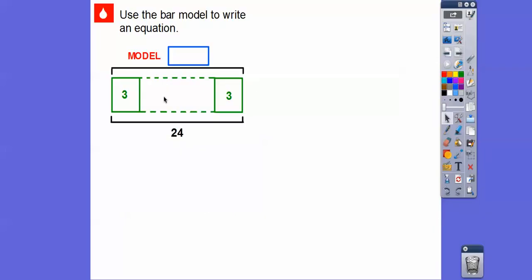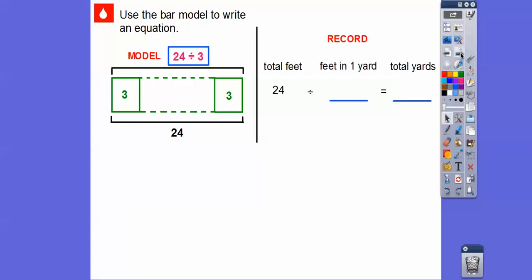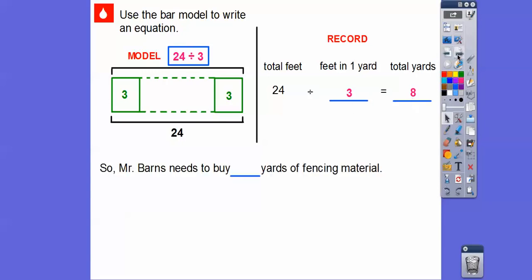Okay, so what does this represent? 24, how many groups of 3? That's going to be 24 divided by 3. So over here, we're just going to go 24 divided by feet in a yard. There's 3 feet in a yard, and so 24 divided by 3 is 8. Remember, 3 times 8 is 24, so 24 divided by 3 equals 8 right there. So Mr. Barnes will need to buy 8 yards of fencing material.